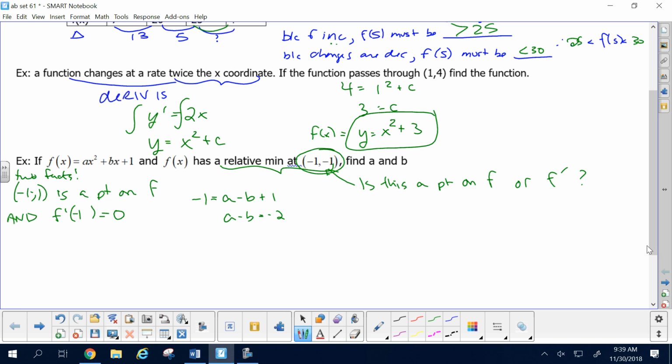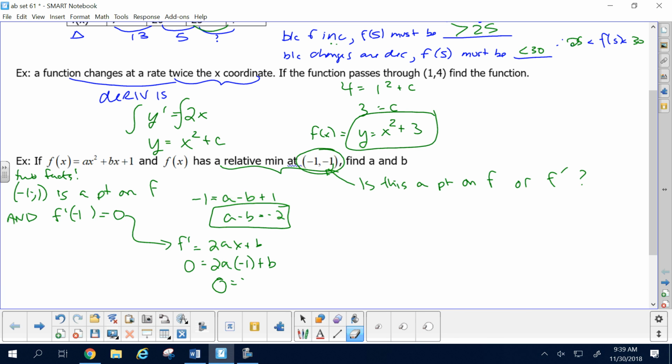Now the derivative part. I'm going to box that so I don't lose it because I'm about to do a little more work here. F prime, what is f prime? 2ax plus b. Therefore, f prime at -1 is 0. Where does stuff go? For f prime, I put 0. And for x, I put -1. So that tells me 0 equals -2a plus b.